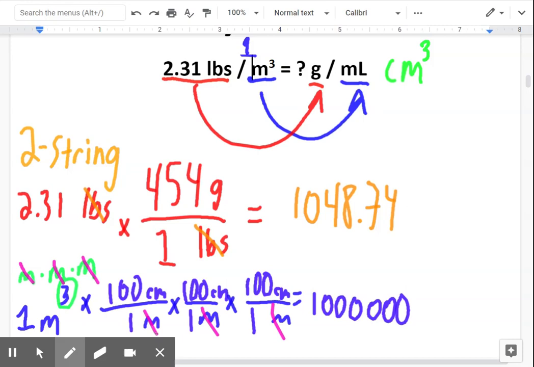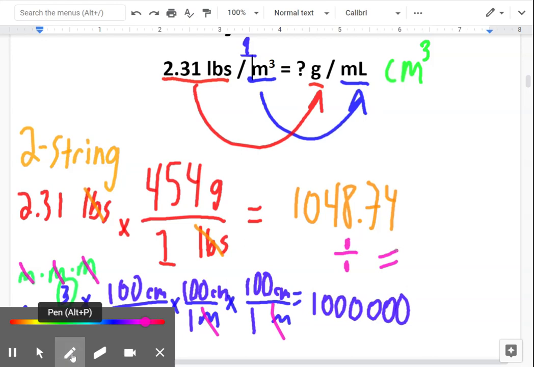However, what do I do now? Well, you've got grams at the top and centimeters cubed or milliliters at the bottom. So now it's time to divide this. The top number gets divided by the bottom number, and that should give you something that looks similar to an answer. Okay, and we'll do that one. So I'm going to take that, I'm going to divide that by 1, 2, 3, 4, 5, 6 zeros. And a very, very small number.